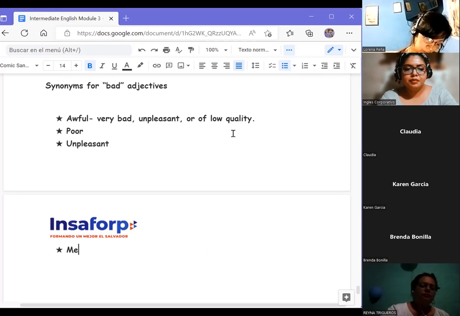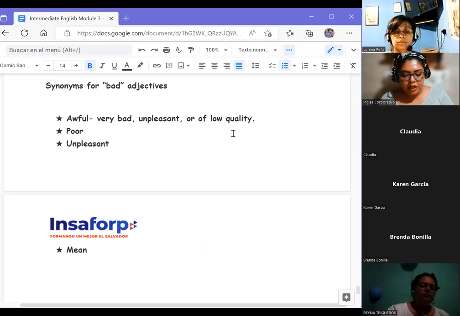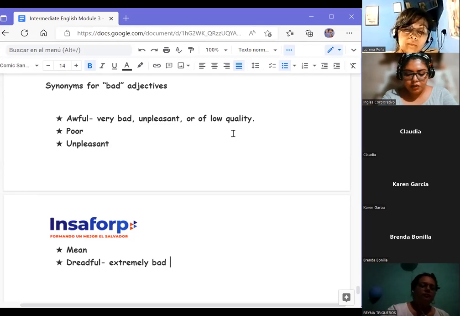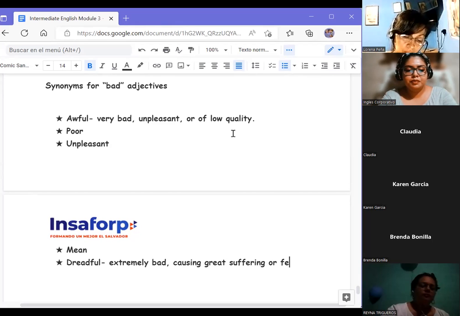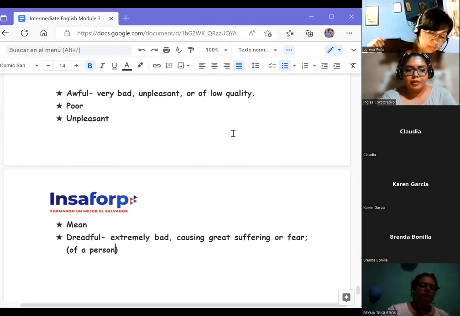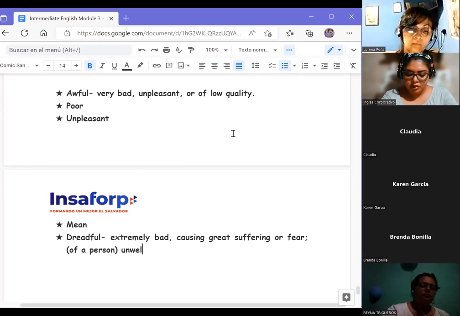Then we have mean. Now this word means unkind or unpleasant, especially of a place, poor in quality and appearance. Then we have dreadful. This word means extremely bad, causing great suffering or fear, of a person, unwell, or travel.